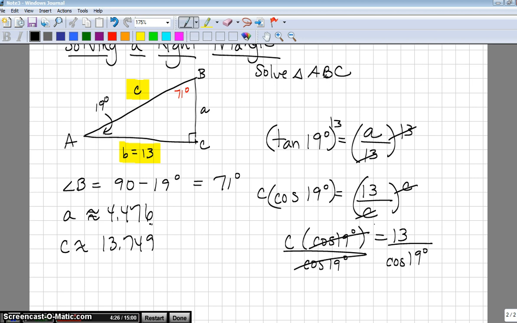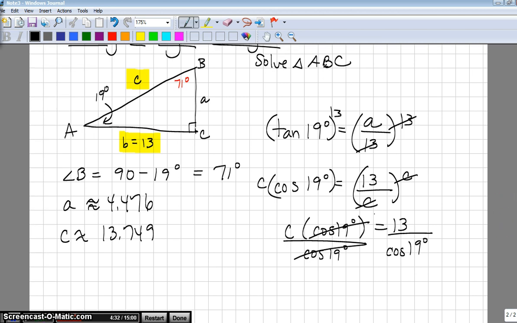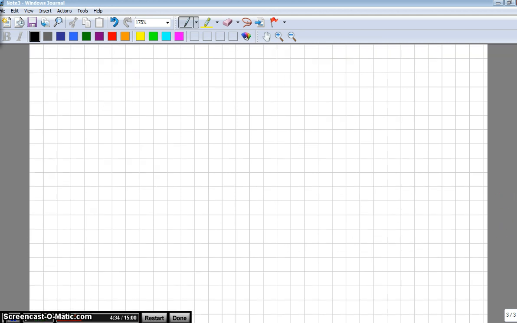So that is how we solve a right triangle. Just remember, when you're solving a right triangle, you have to have all three angles and all three sides. Okay, there is one more topic we need to discuss with right triangle trigonometry, and that is the difference between an angle of elevation and an angle of depression.